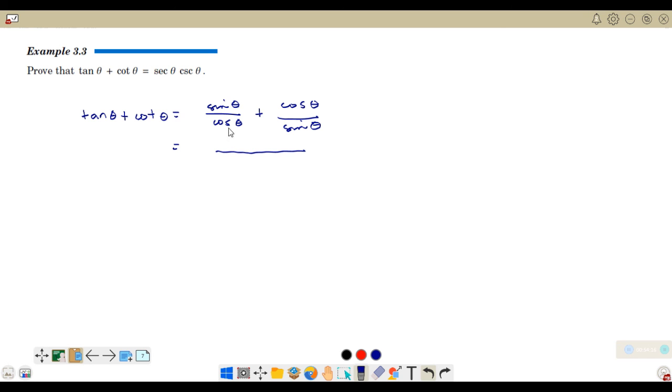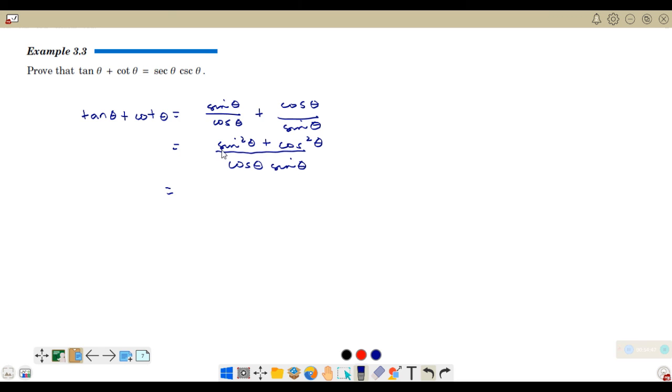So how do we add fractions? So we start with the multiplication of the divisors or denominators. So cosine theta times sine theta. Tapos, we proceed with cross multiplication. Sine theta times sine theta, magkakaroon tayo ng sine squared theta. Tapos dito naman sa kabila, magkakaroon tayo ng cosine squared theta.